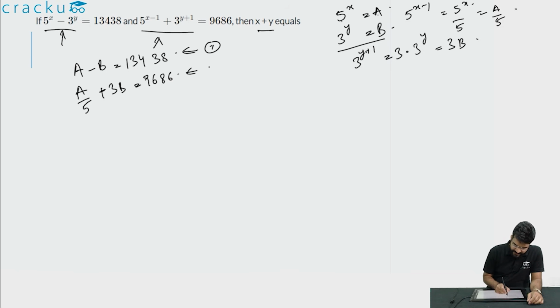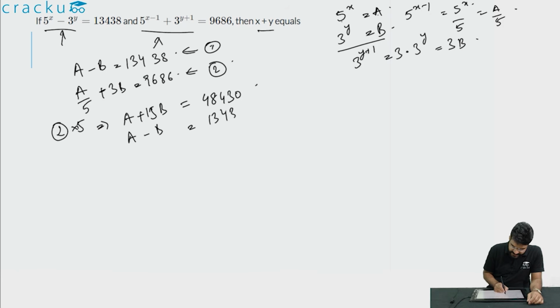We can do that simply by multiplying the second equation with 5. So 2 into 5 will become a plus 15b is equal to 9686 into 5. You can use your calculator to calculate it. This will equal 48430. And from the first equation, we know that a minus b is equal to 13438. So if you just subtract the second equation from the first equation, you can cancel a out. So this will be 16b is equal to 29943. Now, so b will equal 34992 by 16.